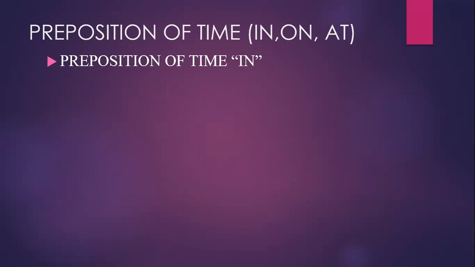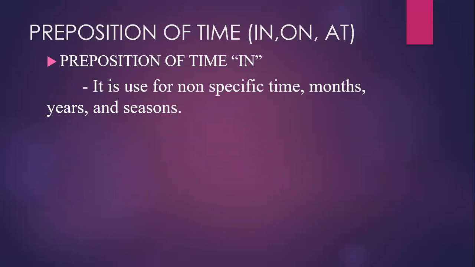So let us first discuss the preposition of time in. Preposition of time in is used for non-specific time, months, years, and season. What do we mean by non-specific time? Meaning there is no exact time on when a certain event will happen. Okay, and then for preposition of time in, we are using it for months and years, meaning there is no exact date, okay, on when a certain event happens.